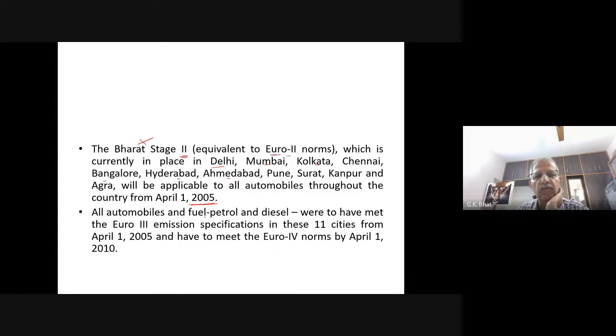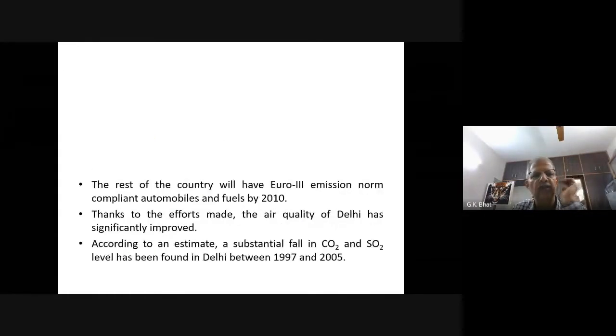All automobiles and fuel control diesel were to have met the Euro 3 emission specification in these 11 cities from April 2005. That's also over. Euro 4 norms in April 2010, that's also over. As I said, now we are not following Euro 2, Euro 3, Euro 4, Euro 5. At present, it is Euro 6. The rest of the country was to have Euro 3 emission compliant automobiles and fuels by 2010. That's also over.